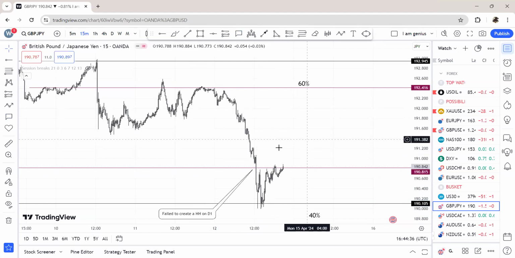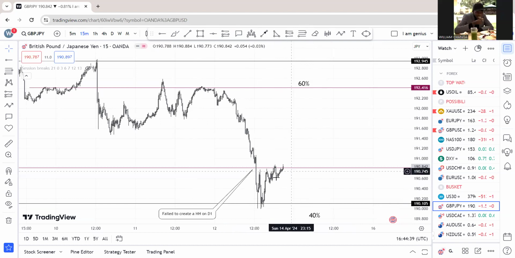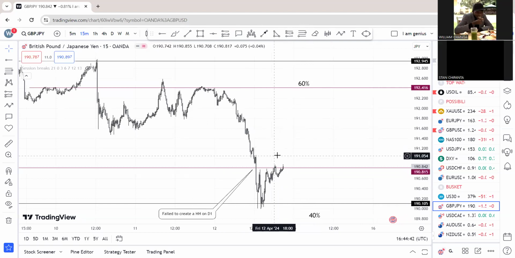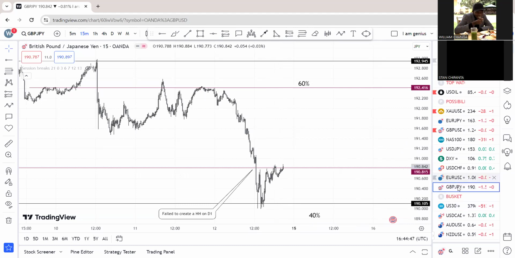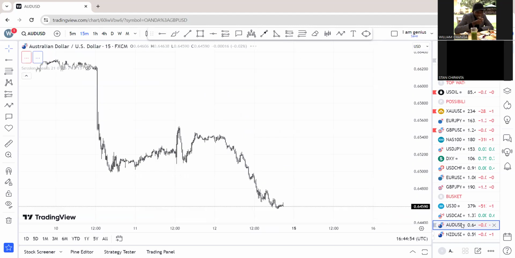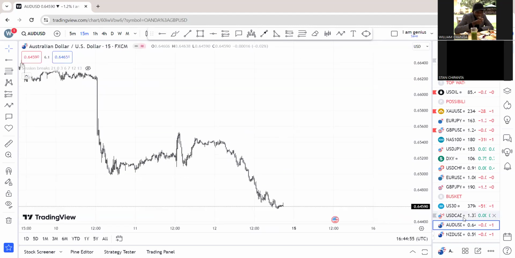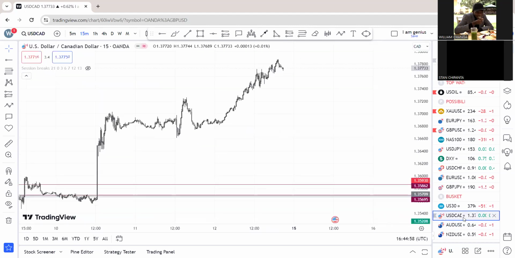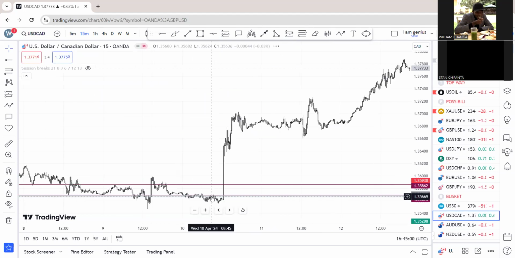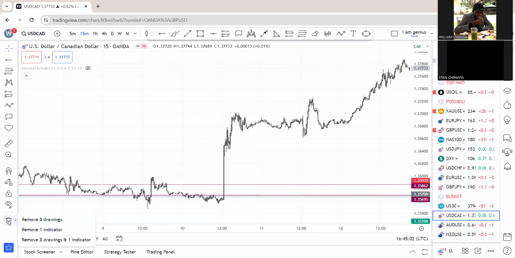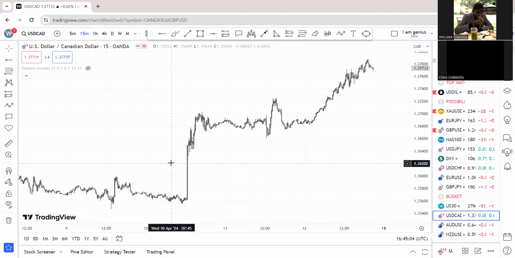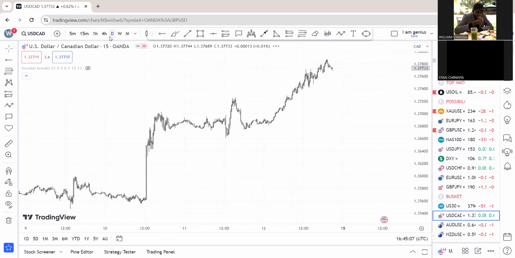So now what we're going to be doing here is simply waiting to see what happens. So that's another example. We are done. We can look at the last example. Let's see. This one, USD CAD. Okay, I can remove that analysis I did.